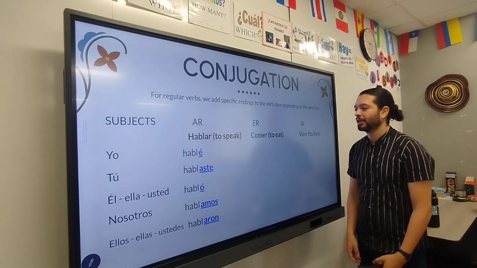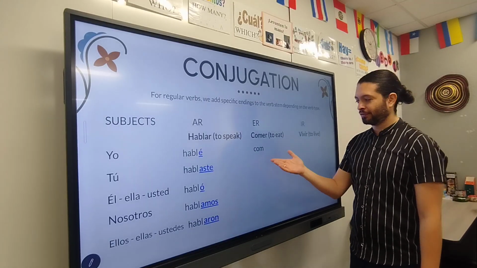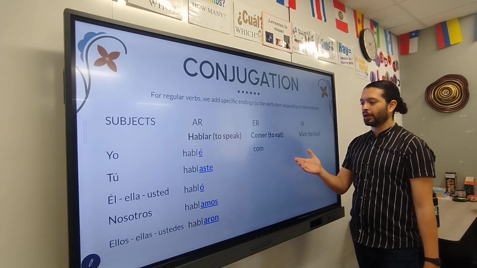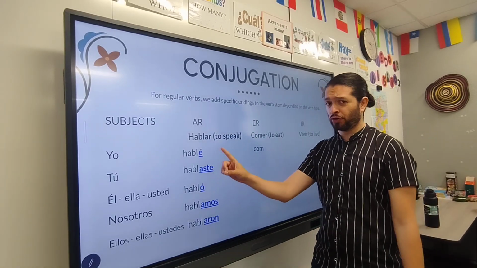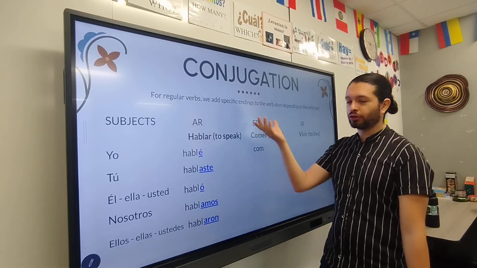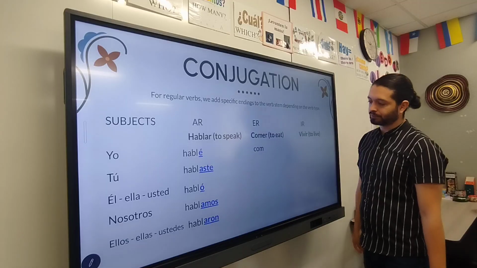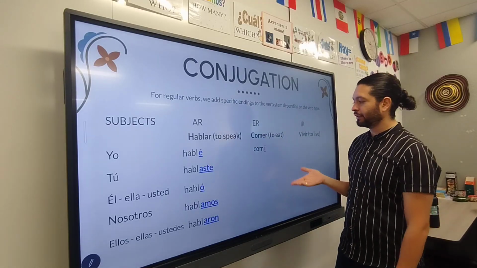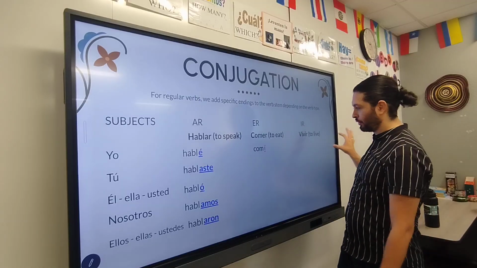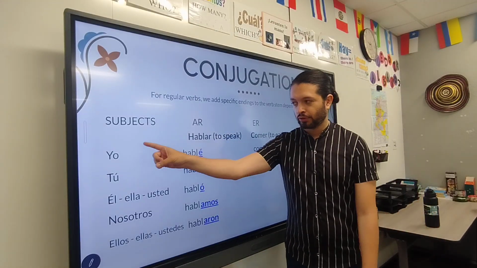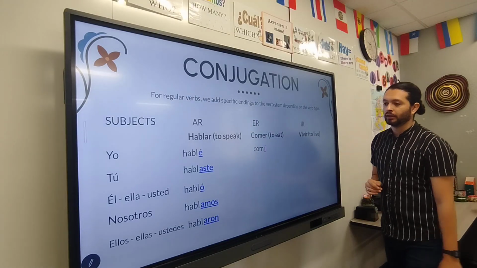Very good. It's going to go now with ER verbs. We have, of course, our stem, COM, and our ending. Now, this ending is going to be different from the AR ending because they are two different groups, right? So, for yo, we have í with that accent. Remember, the accent is going to go for the first person, yo, and the third person, él, ella, usted. Very good.